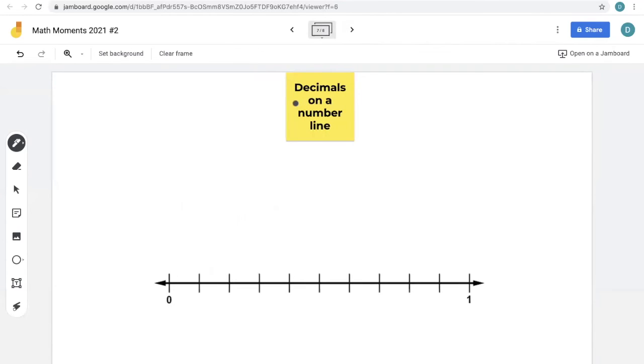So, decimals on a number line. Well, luckily for us, we have the same number line as before. There are 10 spaces, and so we know that 1 is right here. So this one is a little easier, I think, than the fractions, because I can just do 0.1, 0.2, all the way up to 1 again.